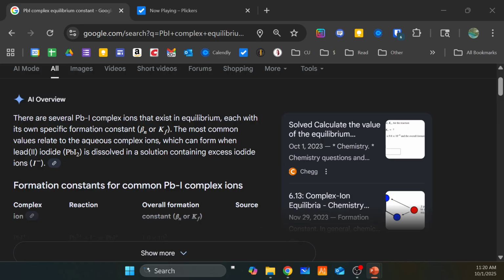I'm going to leave it on this page real quick so you can use the numbers. Remember, it's for 1 molarity iodine now.